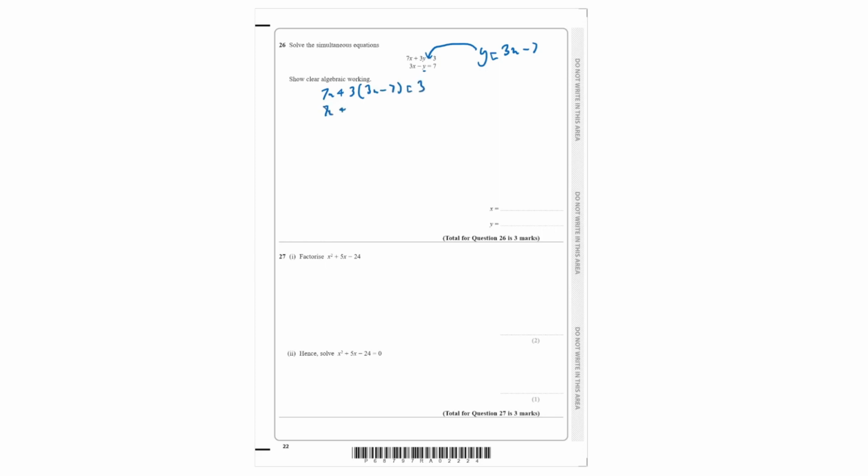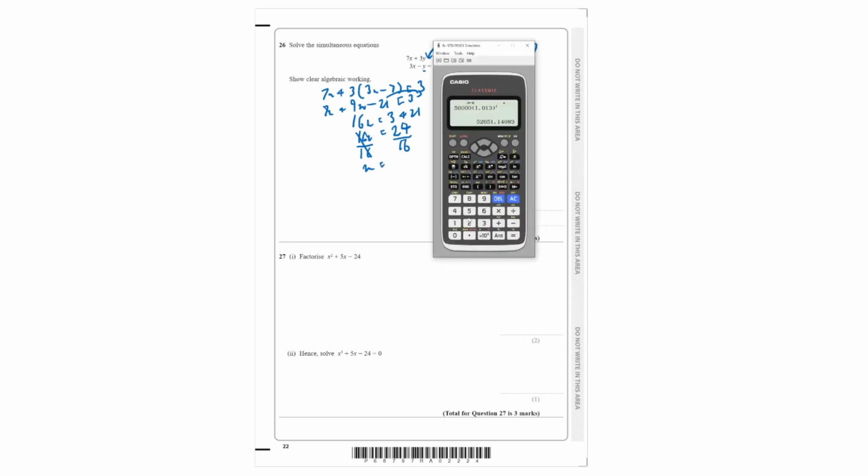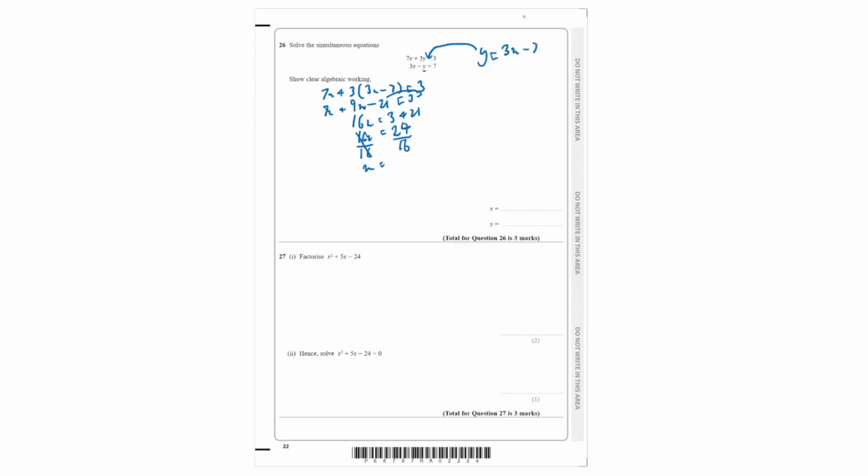7x plus 3y, which we found to be 3x minus 7, is equal to 3. 7x plus 3 times 3x, that's 9x. 3 times negative 7 is negative 21, is equal to 3. We bring 21 to the other side, and 7x plus 9x is 16x. 16x is equal to 3 plus 21, that's 24. And we can divide both sides by 16. We can use our calculator here. 24 divided by 16 gives us 3 over 2. So x is 3 over 2.